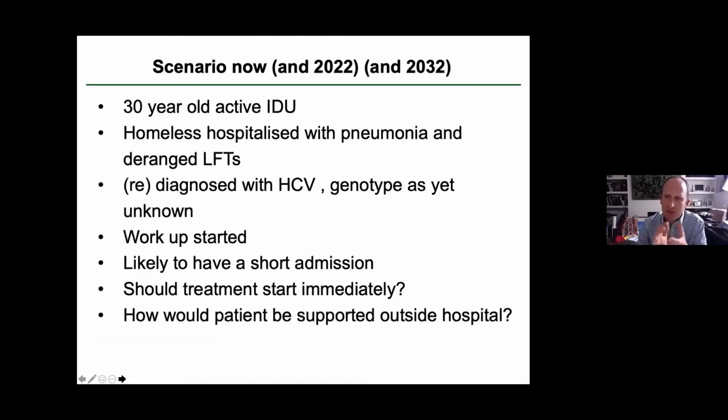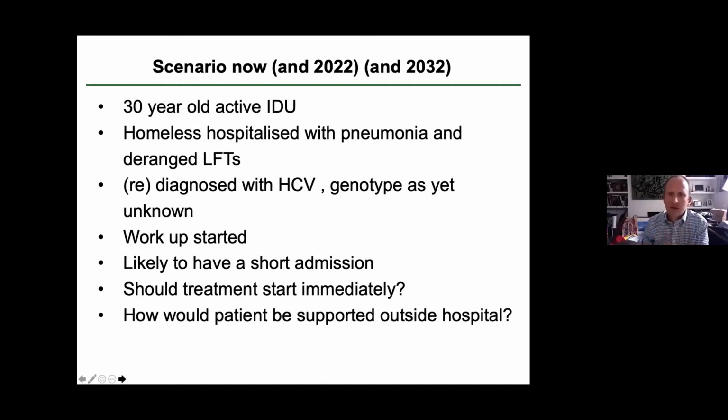And just to illustrate with a typical clinical scenario from my own setting, this is a fairly typical patient where I work. A 30-year-old man comes into hospital, an active injecting drug user. He is homeless and he's hospitalized because he has pneumonia and happens to have abnormal liver function tests detected. He's worked up and is found to have hepatitis C, probably not for the first time, it's been diagnosed before. And his workup is started, but he's likely to have a relatively short admission. So the questions arise, well, should we be starting treatment immediately? And if we do, how would this patient then be followed up in outpatients?